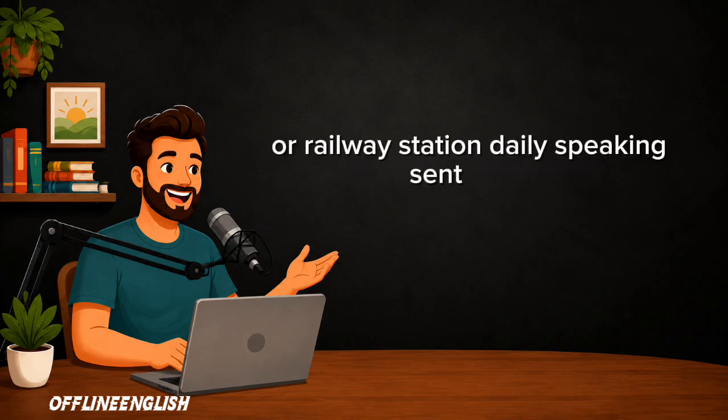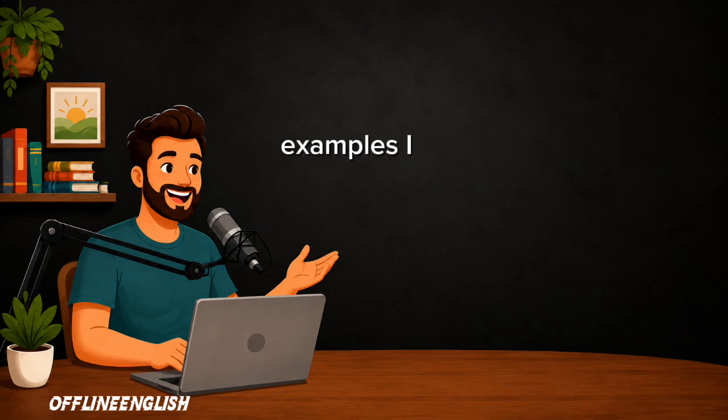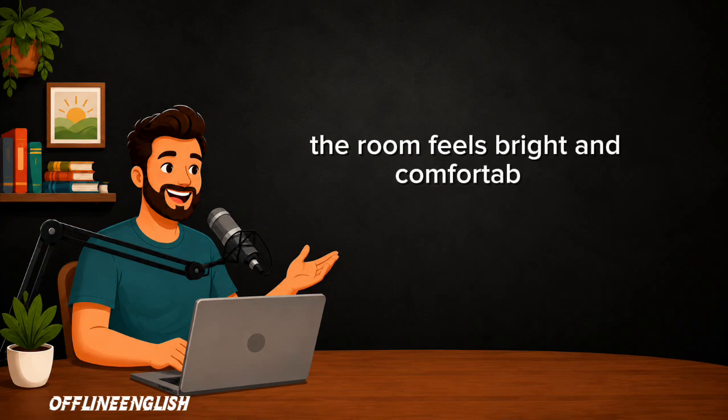Daily speaking sentences. Examples: I am sitting near the window. The weather is warm and pleasant. There are many people in the park. My desk is clean and organized. The room feels bright and comfortable.